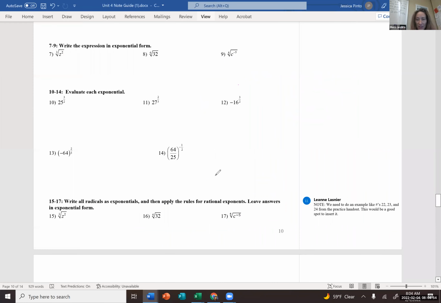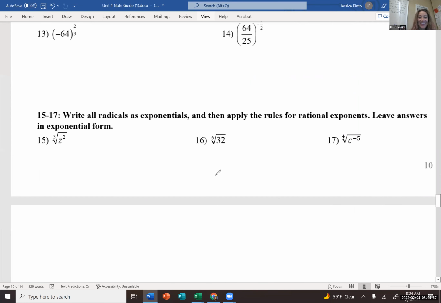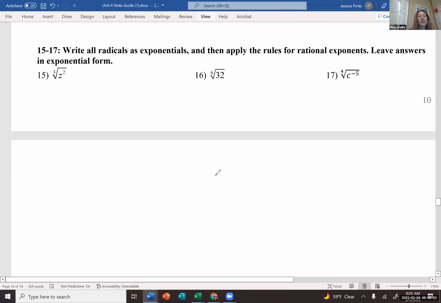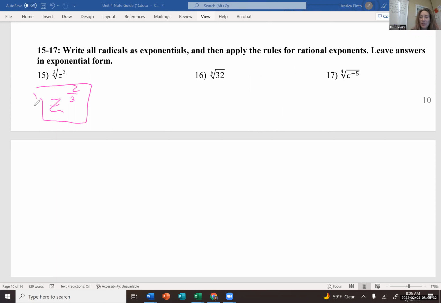All right, 15, 16 and 17, and then we've got a few more. So we've got some space for these. It says write all radicals as exponentials, then apply the rules for rational exponents. Leave answers in exponential form. Okay. So in 15, I'm just going to rewrite this in exponential form. The denominator is 3, the numerator is 2. That's all there is to it. There's nothing to simplify there because the numerator is smaller than the denominator.